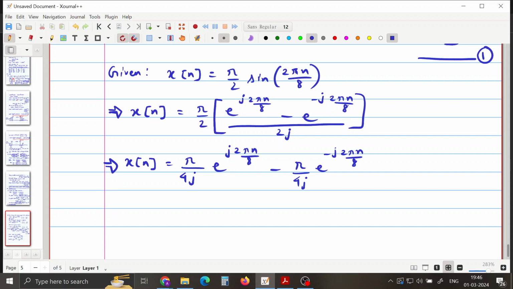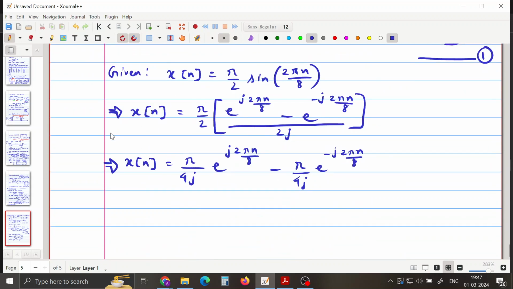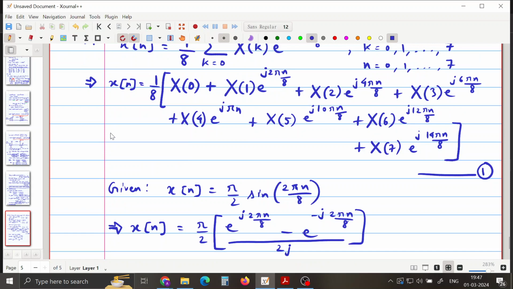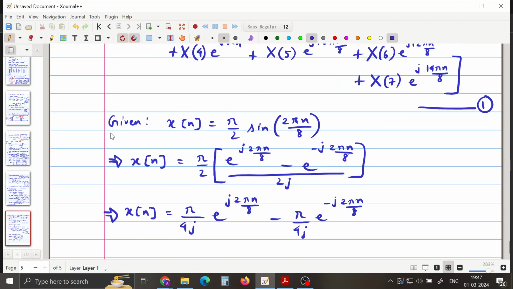Fine. Now you see in equation 1 we also have a similar pattern. We have some e power j 2 pi n by 8 or 4 pi n by 8 with some scaling factor and added up together. So here also we have two such terms.